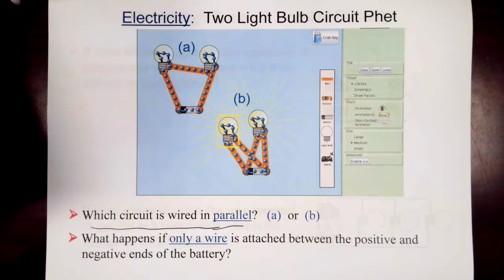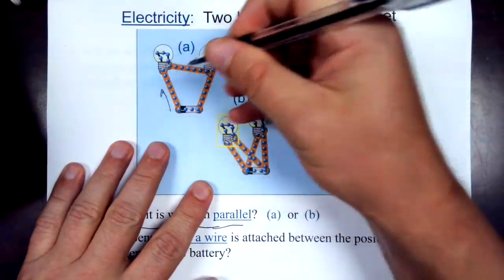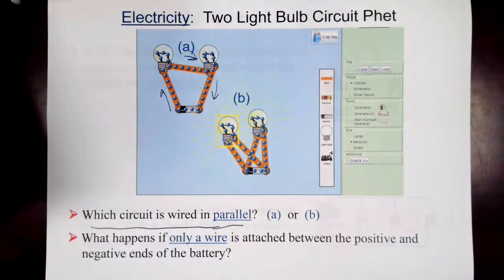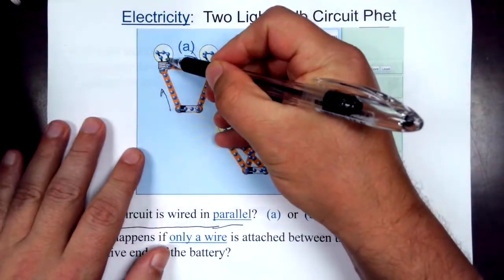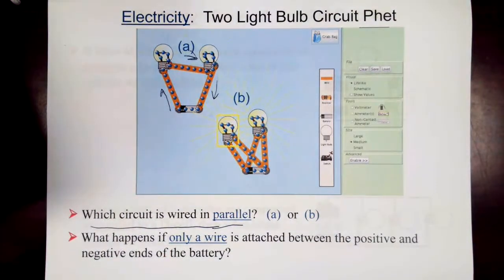So, alright, in A, we follow the current going from the positive terminal to the negative terminal. I guess the electrons go the other way, but in any case, the point is that the current goes through the first light bulb, then the second light bulb, then to the battery, so that's in series.